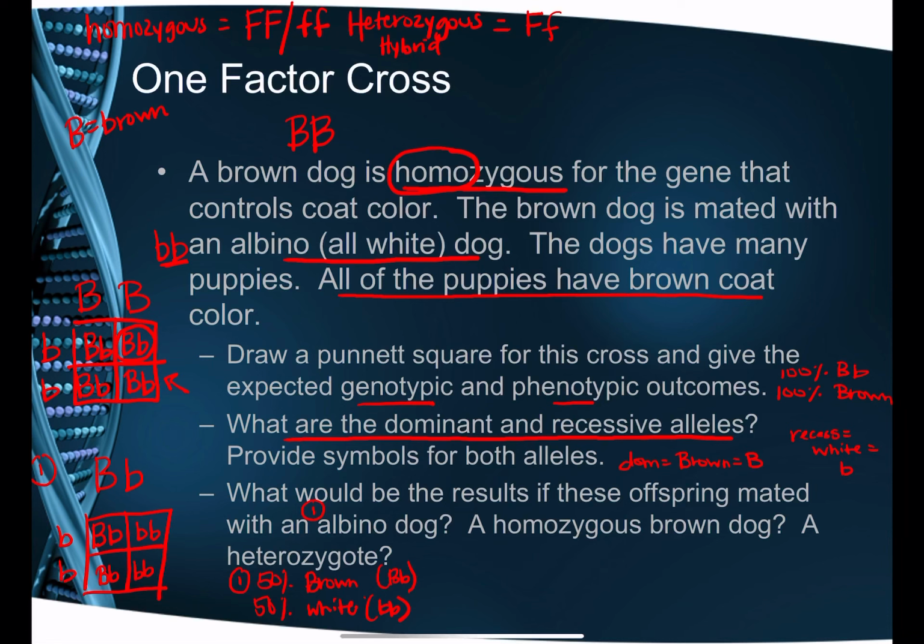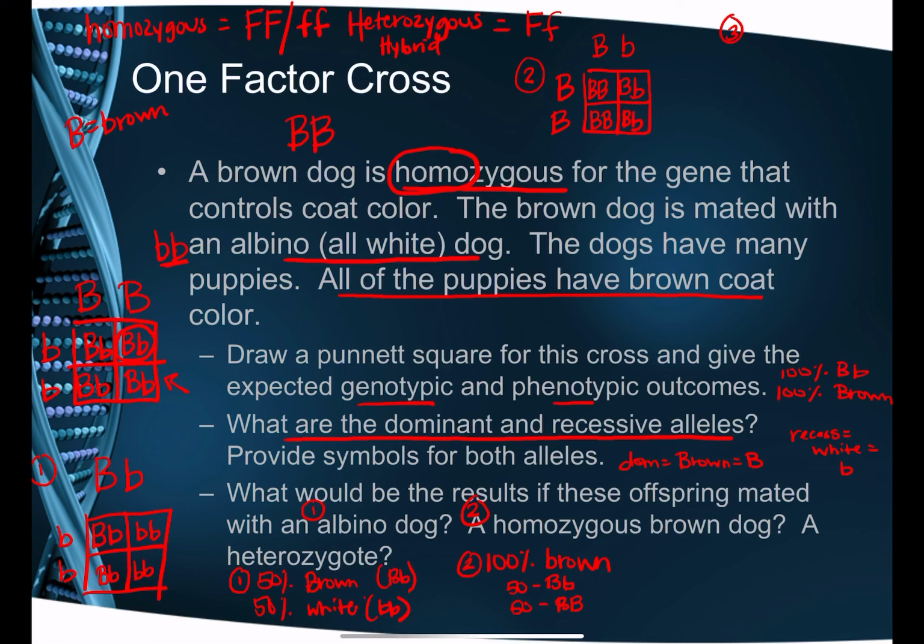Now, this specific question says, what would the results be? So I don't really care on that one if you give the genotype or phenotype, because it doesn't ask specifically. Okay. Let's look at the second one. If you crossed those offspring with a homozygous brown dog. So again, those offspring were big B, little b. And if you crossed it with a homozygous brown dog, that's going to be big B, big B. Remember, homozygous means two of the same alleles, and brown is big B. So when I fill in my Punnett square, you should see that you get 100% brown. Or if you wanted to be a little more specific, you could say 50% big B, little b, 50% big B, big B. Okay.